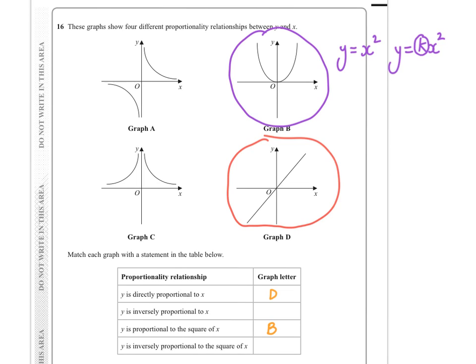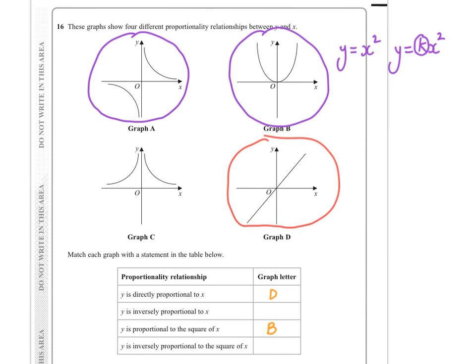Now notice I'm trying to do these in the order of what I think is easiest. Now, that's a good way of doing it because then that will leave one and then that will be the last one that's not been filled in.